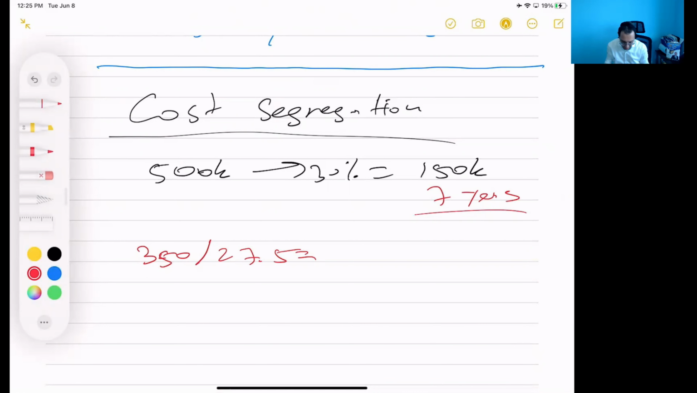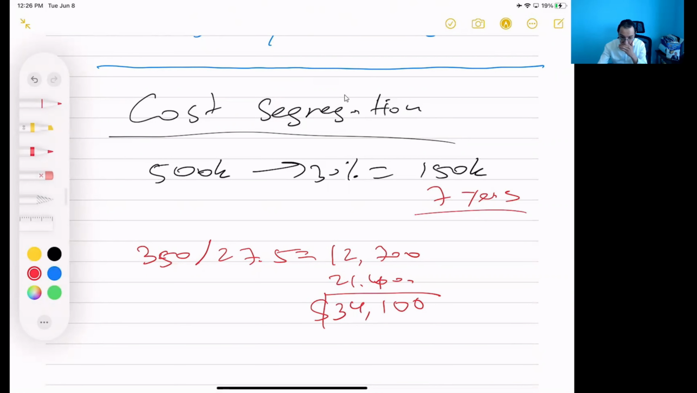Now let's do the math on this. So if 350, let's take out a calculator. 350 divided by 27 and a half years, that is approximately 12,700. Now we take 150,000 and divide by 7 years. Let's do that again. Divide by 7, that is 21,400. Yep. And the total is $34,100.